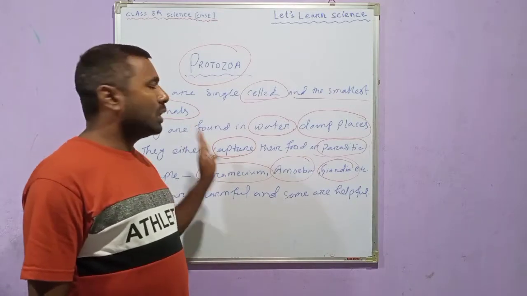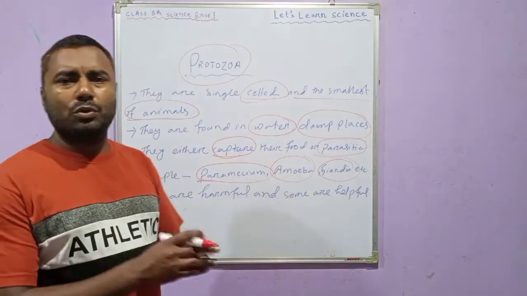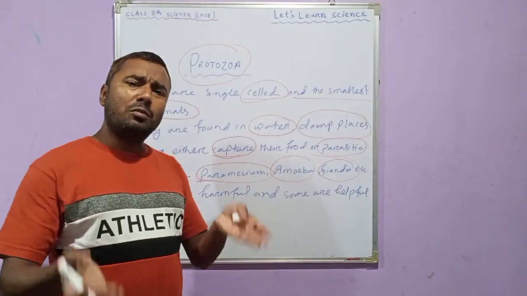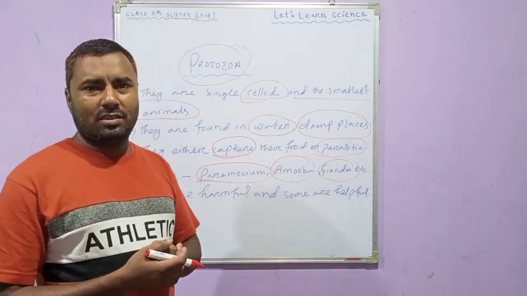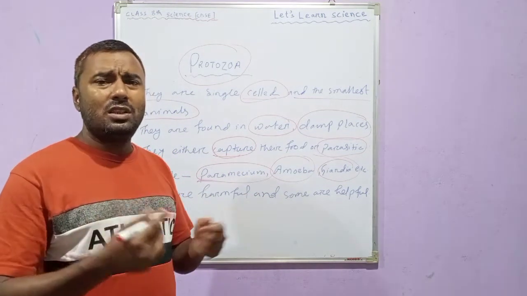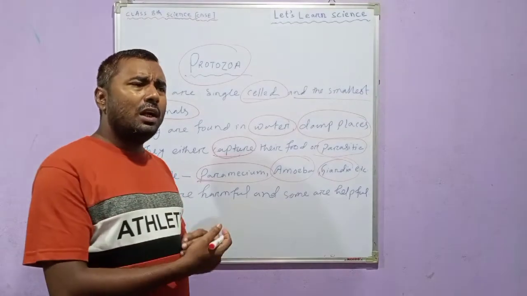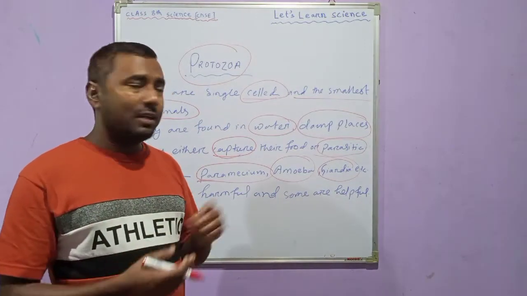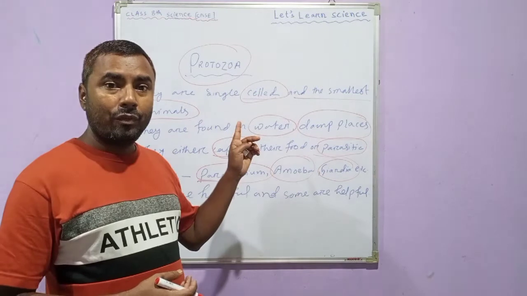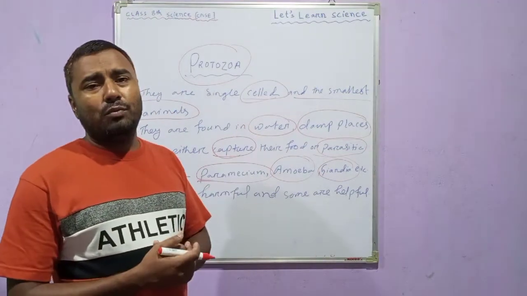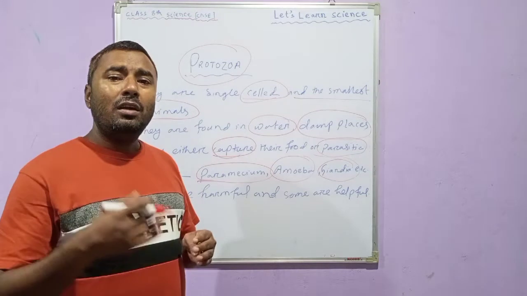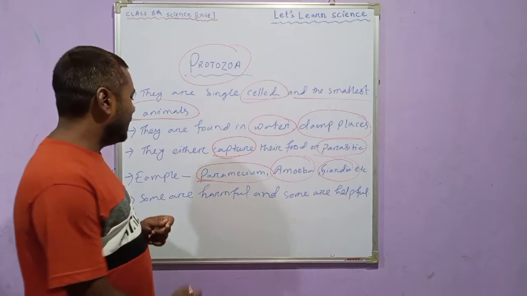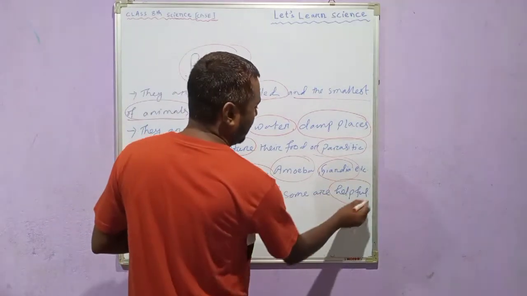Some of the protozoa are helpful for us, and some are harmful for us. Why are some harmful? Because some of them cause serious diseases in us. And why are some helpful? Because some protozoa are eaten by fish as their food, as they are found in the aquatic habitat. Some protozoa are also helpful because they eat harmful bacteria. So in this way, some are harmful and some are helpful.